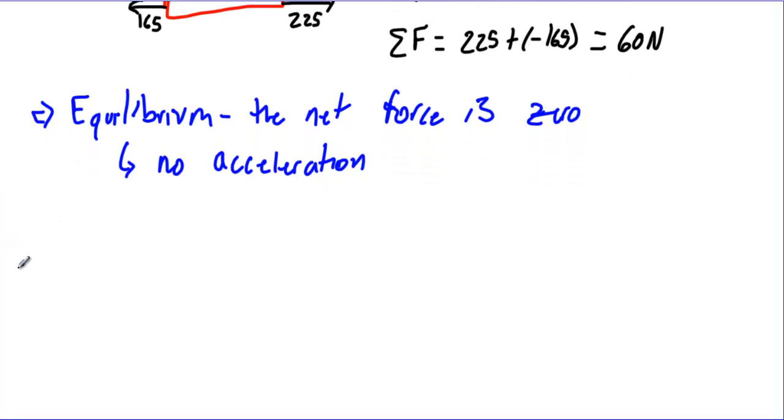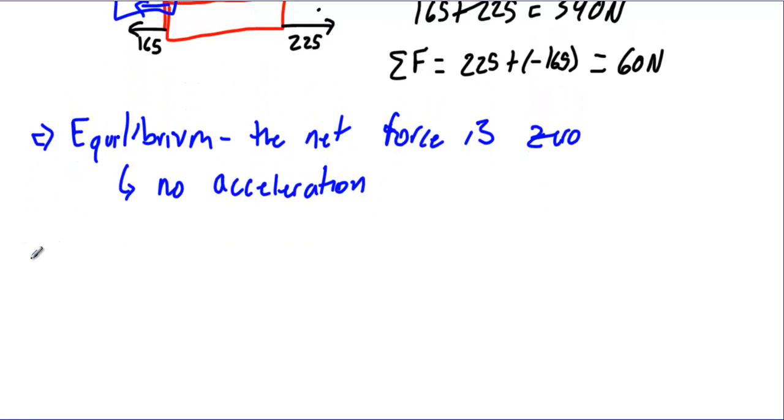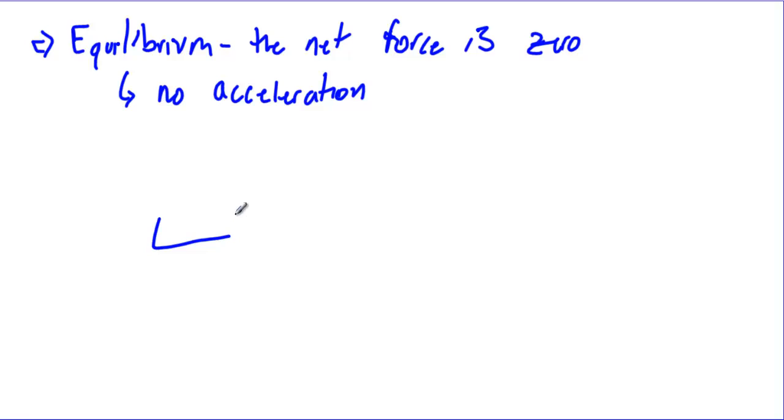Now I could take this problem one step further and say, what if we just consider the first case of the canoe, when it had two forces acting on it, the 165 this way and the 225 this way. Was it 165 and 225? I think it was. Let's say that the canoe has a mass of 20 kilograms. I want to know the acceleration of the canoe.